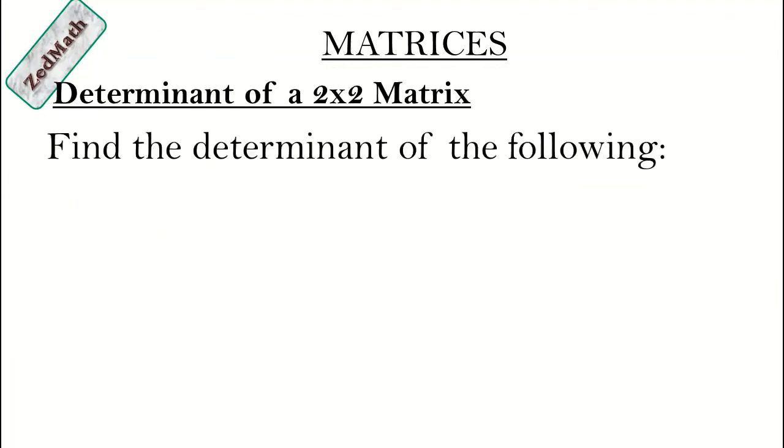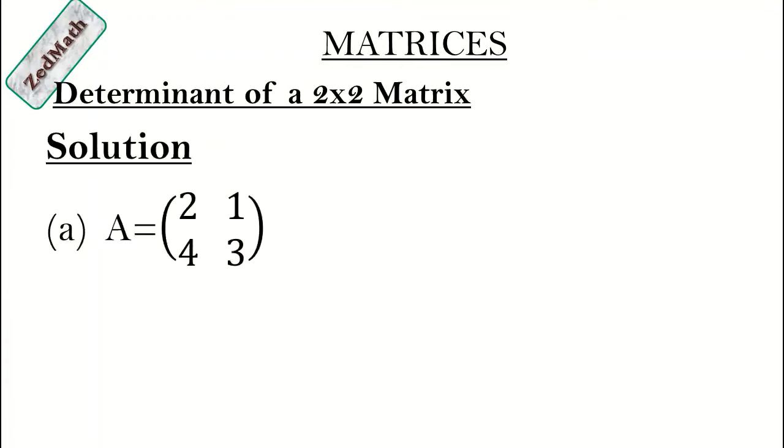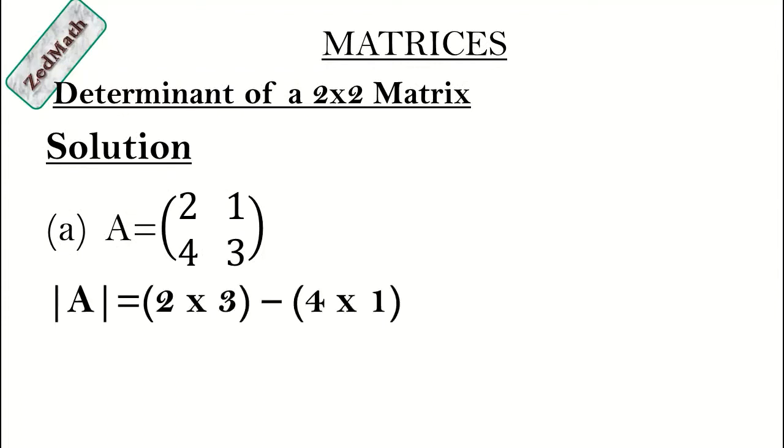So here's an example. Find the determinant of the following. The first one is matrix A. So let's take a look at the solution. Given this matrix, we can get the determinant by 2 multiplied by 3 minus 4 multiplied by 1. Simplifying this, we get 6 minus 4, which gives us 2.